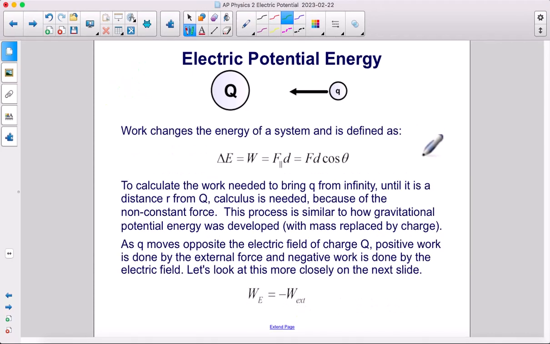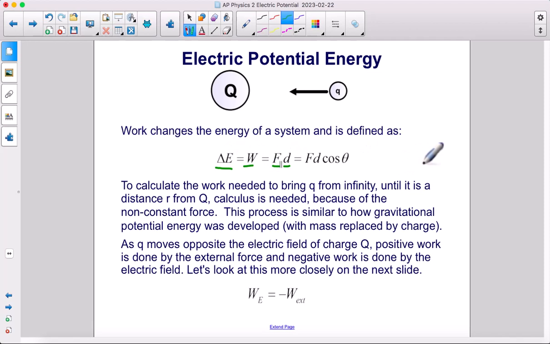Work changes the energy of a system, and it's defined like this on the AP equation sheet. Change in energy equals work, and work is force over displacement, and only the component of force that's in the same dimension as the displacement will do work, which will in turn change the energy of the system.